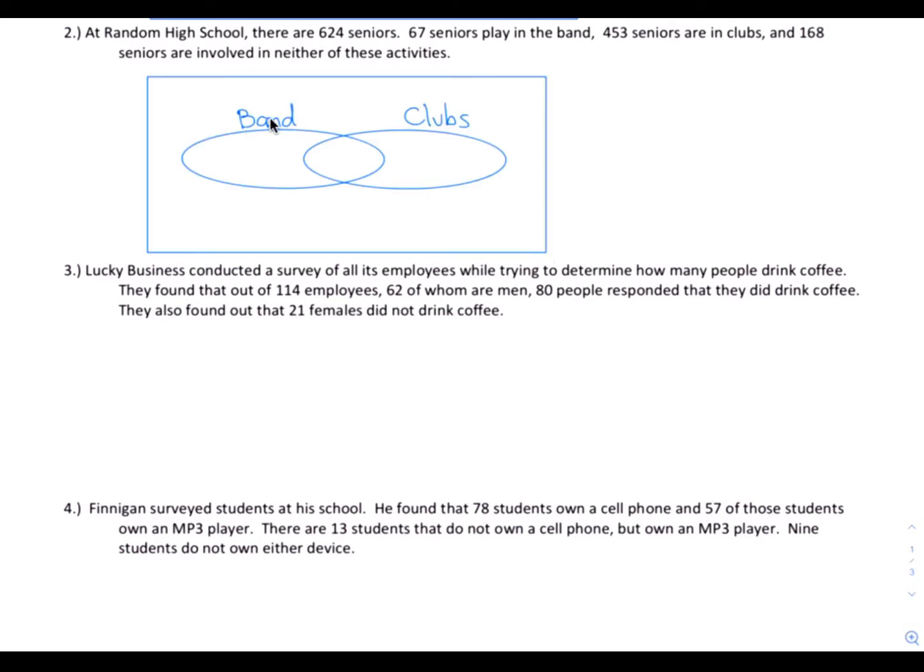It makes sense to set up our two categories as those seniors who play in band and those seniors who join clubs. We can place 168 right away, because 168 seniors are involved in neither of the activities. So that means 168 are not in either one of these ovals. The next step would be to figure out what goes in the middle. And there is a formula that tells us what goes in the middle.